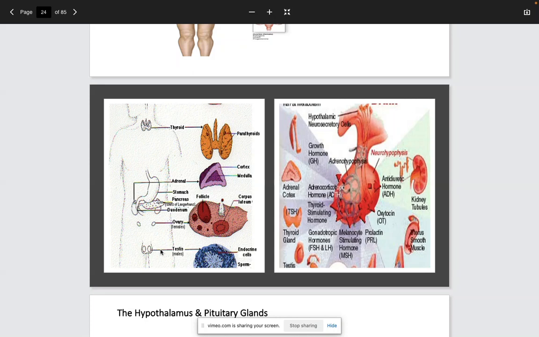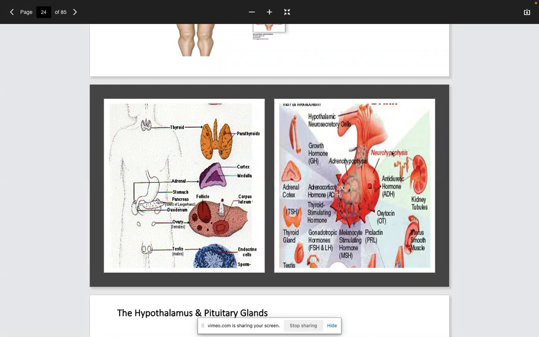The testes present within males, you're going to have the Sertoli cells, which are going to be the endocrine cells. The Sertoli cells are going to be responsible for spermatogenesis and things of that sort. Here, within the hypothalamus, we are going to have the neurosecretory cells that are going to be present. You can have the adenohypophysis, or the anterior pituitary, as well as the neurohypophysis. This is going to be the posterior pituitary.